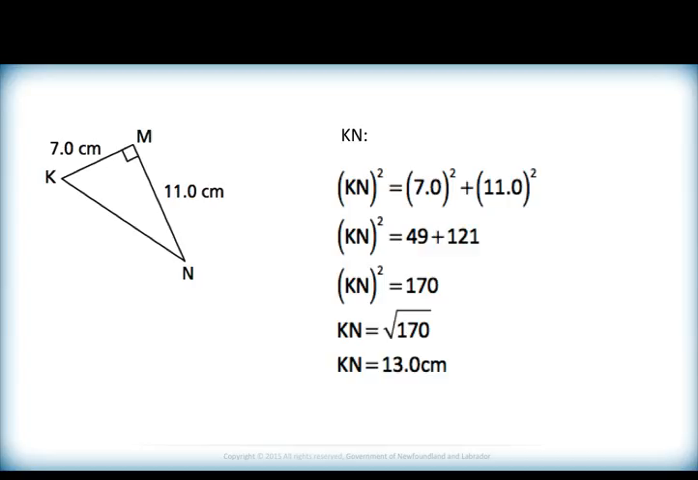So K to N is the hypotenuse. We're going to have that squared and equal to the two legs squared, 7.0 squared plus 11.0 squared. As we go through the steps of the Pythagorean theorem, we will determine that the length of K to N is approximately 13.0 centimeters. In your final step, it might be nice now to take your measures of your angles and your sides that you found and label your triangle to ensure that you have found everything you need to do in order to solve that triangle completely.